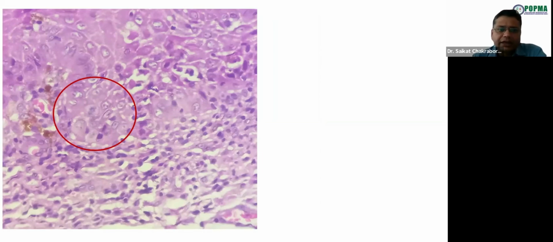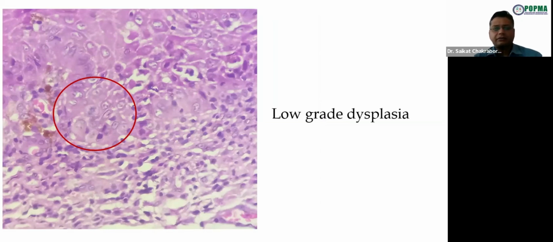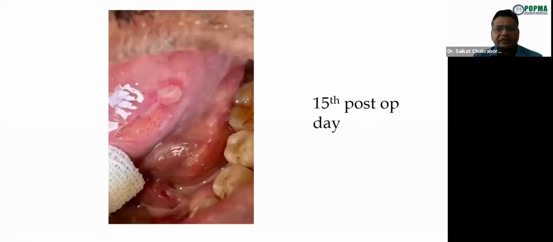So we decided to go with the final diagnosis of a very low grade dysplasia. We have done away with the three-tier naming system: mild, moderate, severe. Now we do a low grade or a high grade dysplasia. This was a low grade dysplasia, completely taken out. This was 15th day post-op. You can actually appreciate the granulation tissue forming.